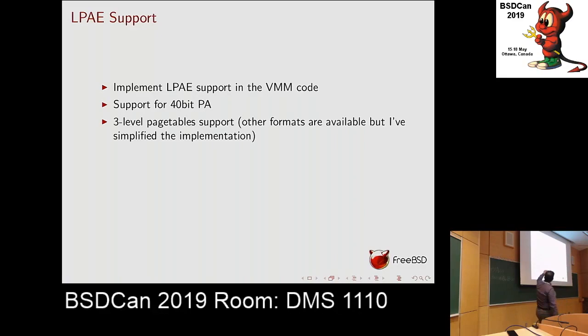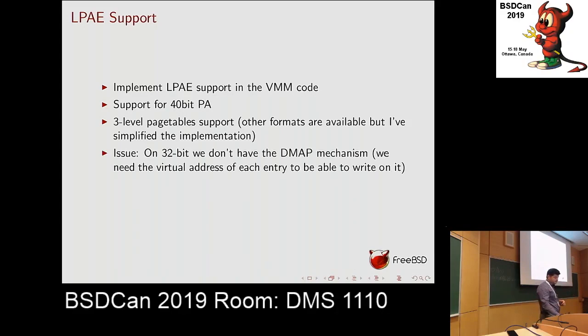We chose to implement the support for 40-bit physical addresses. Again, please remember we are on 32-bit machines here. And we chose the three-level page table support. Other formats are available, so there are multiple configurations. We chose the simplest one, which can accommodate as much as we can, for ease of implementation.